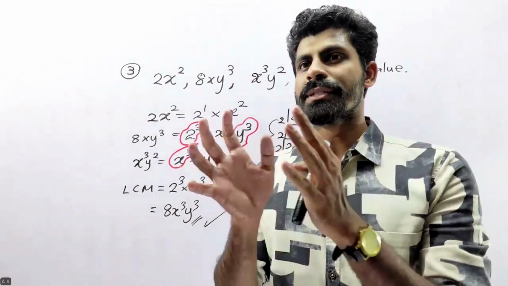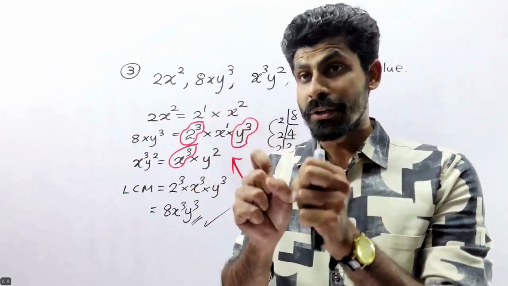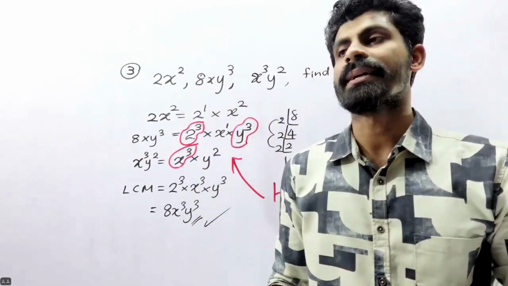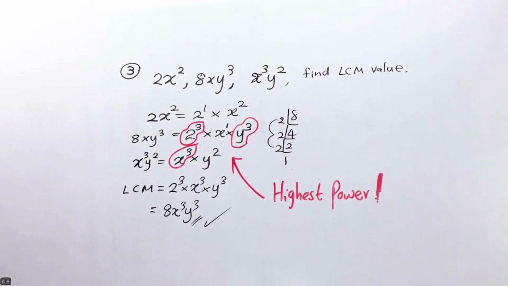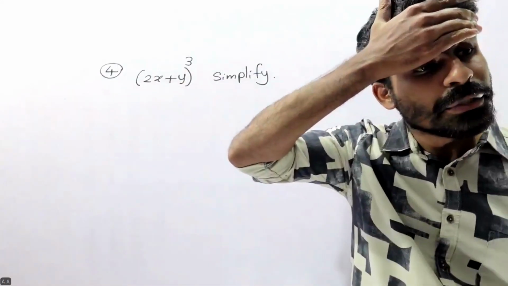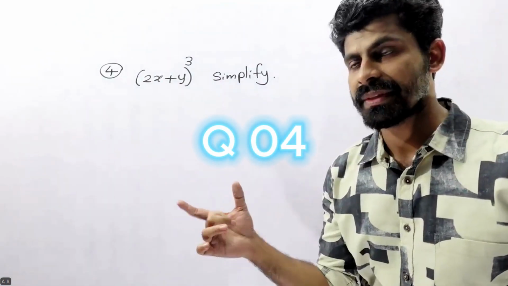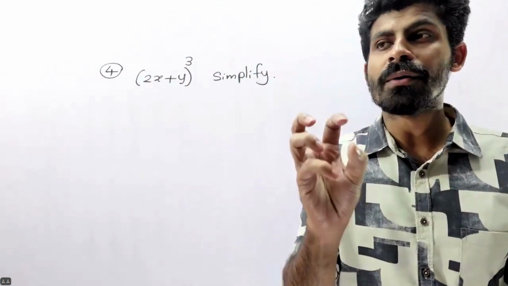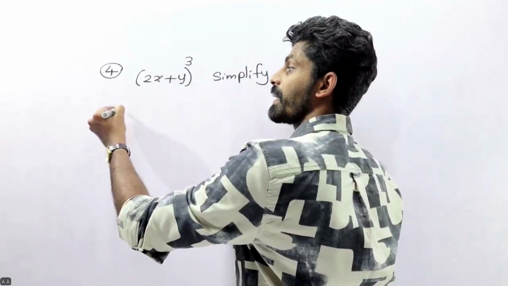Let's quickly move to binomial expression questions. You may be asked about the binomial side. Let's practice a little how to get those binomial expressions. 2x plus y to the power 3, simplify. Before doing this, let's see how to expand x plus y to the power 3.